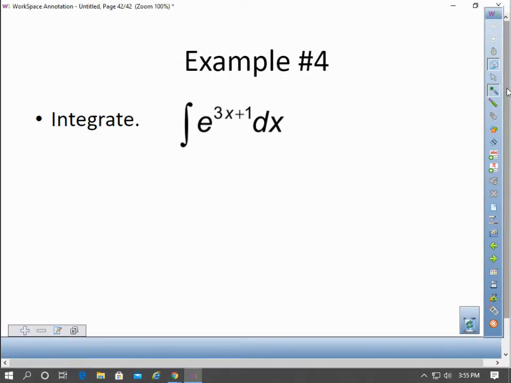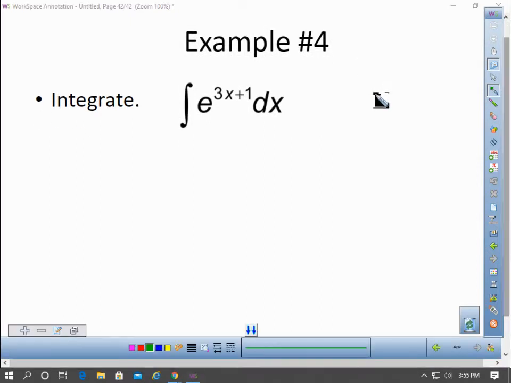So now we're just going to be doing integration of e. So derivative is pretty easy. The derivative is e to the f of x times f prime. So now we're going to turn it around and do integration, doing it backwards.